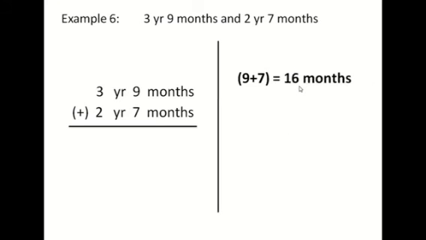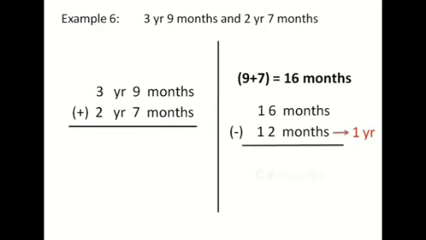As 16 is more than 12, we have to subtract 12 from this 16. So I am repeating one more time. When you are adding months and you get 12 or more than 12, what do you have to do? You have to subtract 12 from that. So here we will write 16 months minus 12 months. So we are getting 4 months. As you know, 12 months equals 1 year. So that 1 year will come and sit in the column of years.